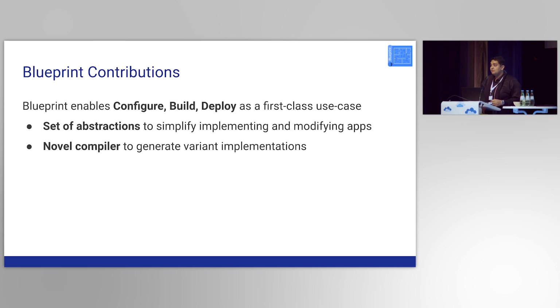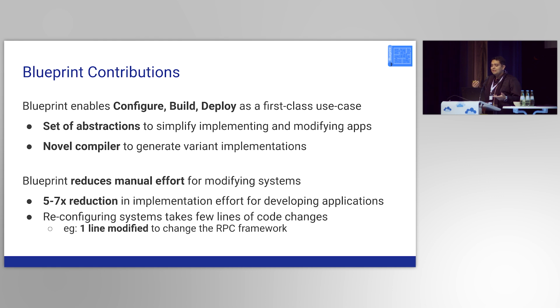Blueprint enables configure, build, deploy as a first-class use case for microservice researchers. Blueprint provides a set of abstractions to simplify implementing and modifying microservice applications and a novel compiler to easily generate corresponding implementations of the specified applications. As a result, Blueprint leads to a 5 to 7x reduction in implementation effort of the application, as well as multiple orders of magnitude reduction in modification of systems.